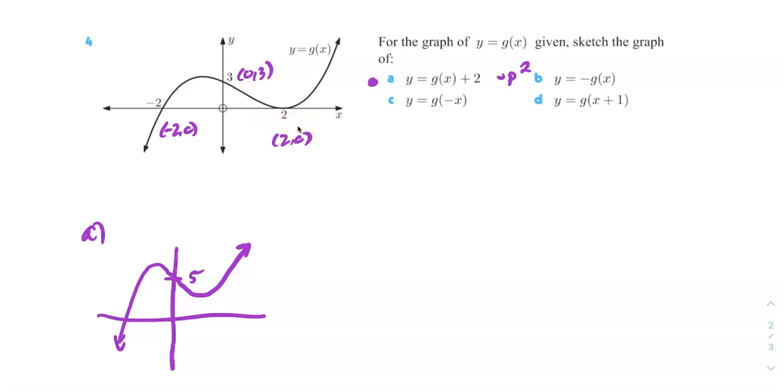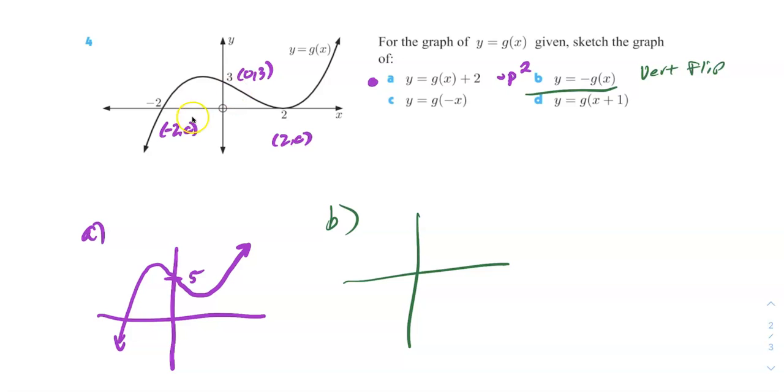B. Look at the negative on the outside. So this is a vertical flip. Or another way to think about it, multiply all your y values by -1. So we're doing B. Right? If I multiply all my y values by -1, I get -2, 0 still. I get 0, -3, and I get 2, 0. So it's kind of like this. So this is kind of doing a sketch. We're flipping it upside down. So kind of like that. I would flip our graph upside down.